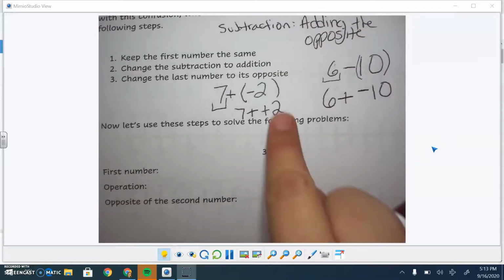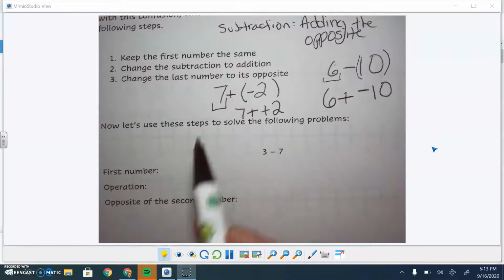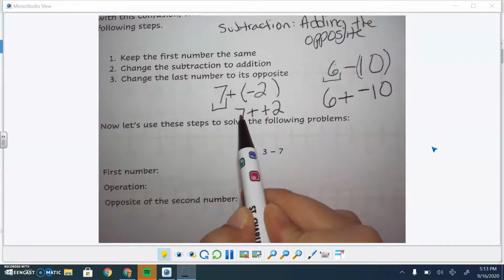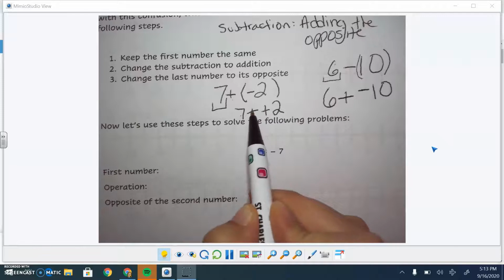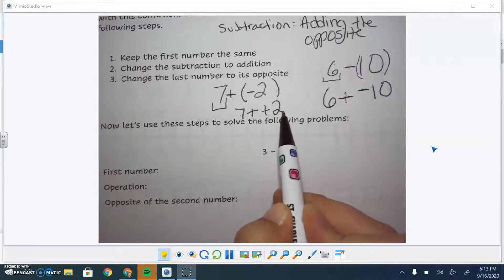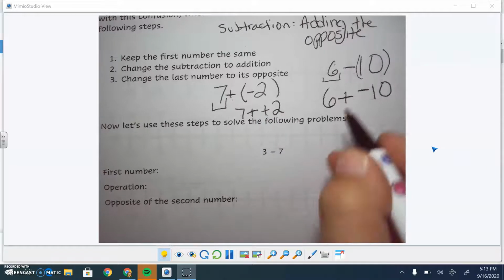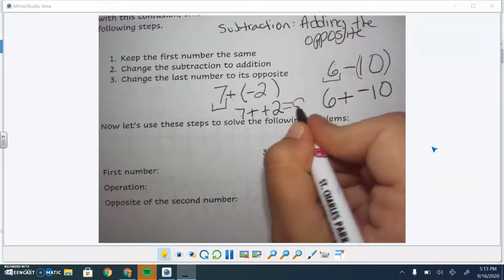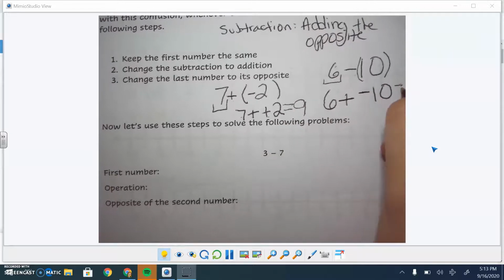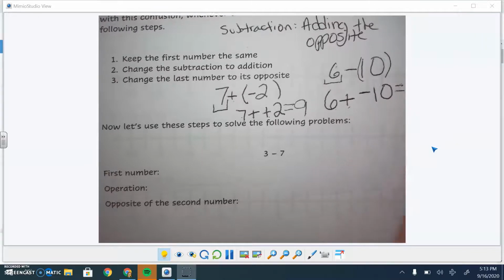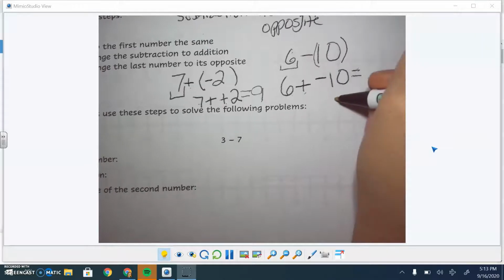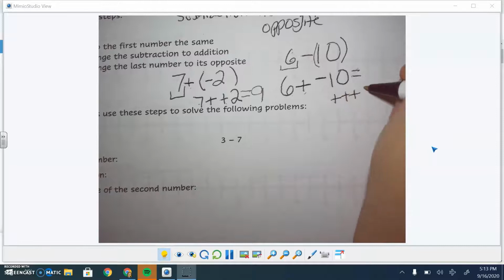Once we get down to this point right here, we should be able to follow our integer rules that we have been following for the last week or so, right? So this one's pretty easy. You just end up with 7 plus positive 2. You could draw it out. You could use a number line. But you should end up at 9. And then over here, 6 plus negative 10. Let's go ahead and draw out our integer chips for this one.